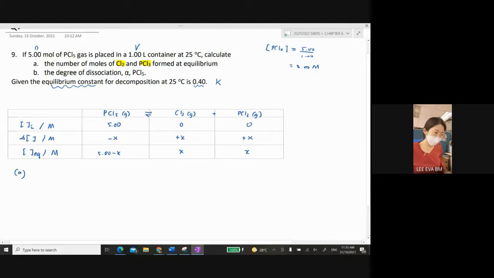So we want to find out the x value. If you want to know the number of mole of your product Cl2 and PCl3, first of all, you need to calculate the concentrations or the value of x. So you need to come up with your Kc expression. Ini madam rasa awak boleh buat sendiri kan, concentration product over concentration reactant. Tapi kena guna formula jangan guna perkataan product reactant. So PCl5. Okay, and then you can calculate for the value of x by solving your quadratic equation.